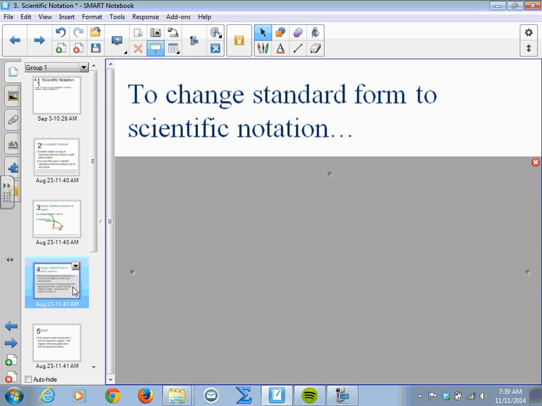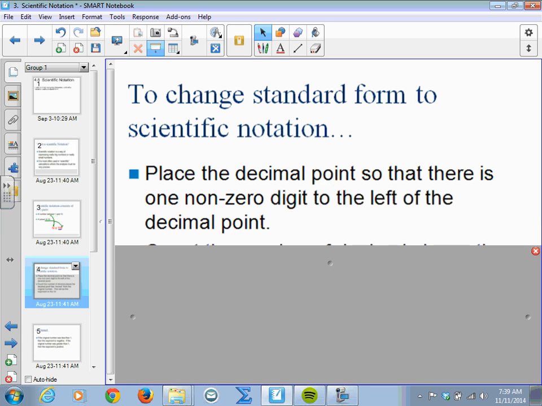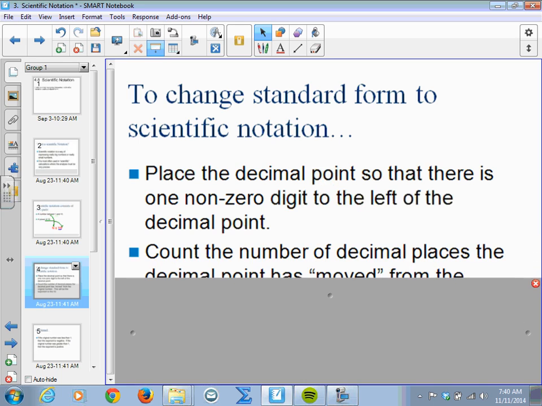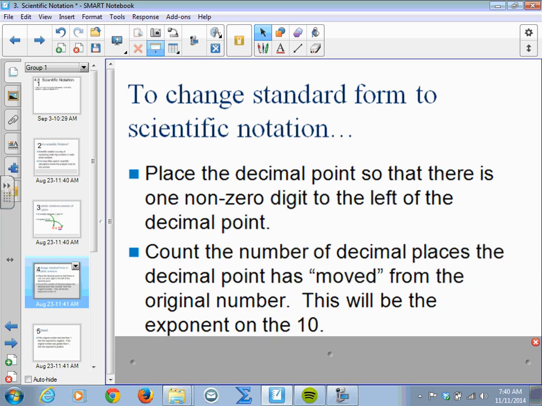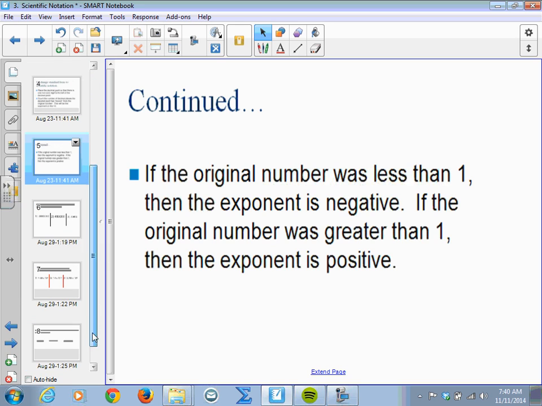So to change a number from standard form into scientific notation, there's a decimal point involved in every number. We'll place it so that there is only one non-zero digit to the left of that decimal point. And then we count the number of decimal places the decimal point has moved from the original. And this will be the exponent on the 10. We're going to show all this with the actual numbers in just a moment. Now, if the original number was less than 1, then the exponent is negative. If the original number is greater than 1, the exponent is positive.